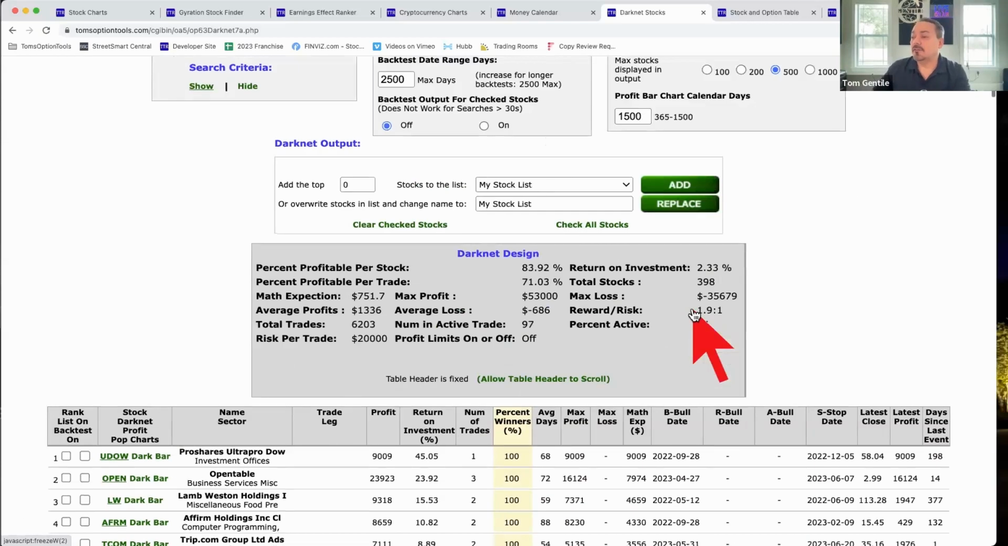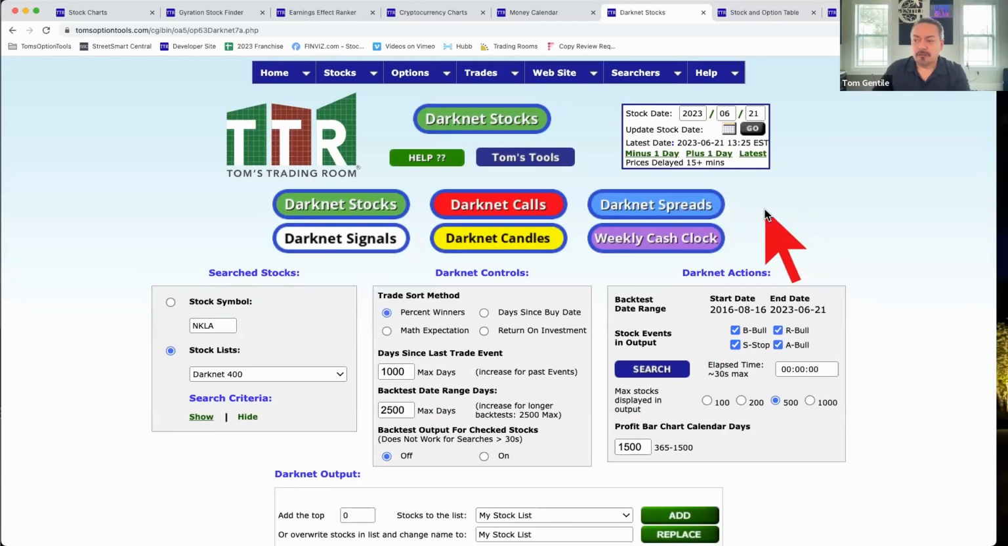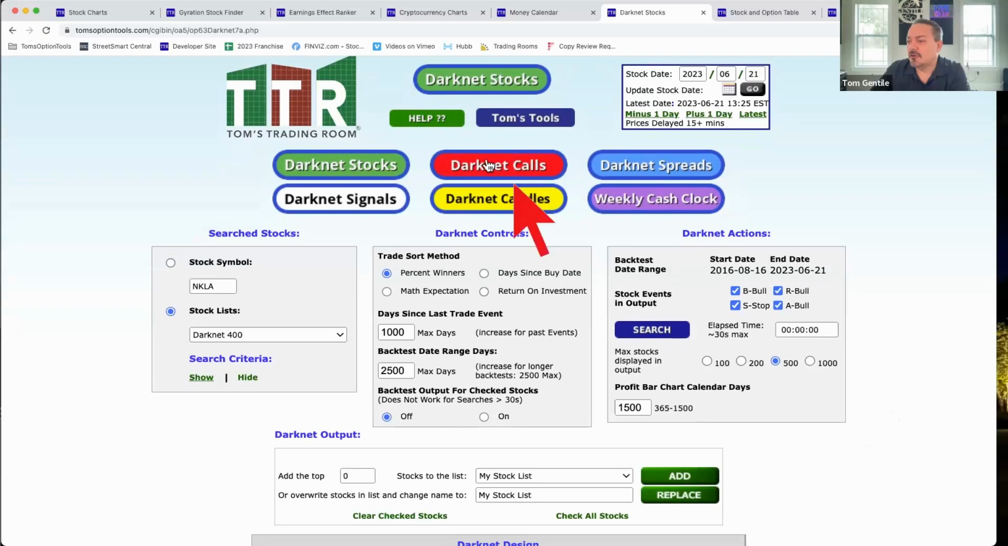Now, the other thing too, Tom, this is something that we do that I don't know of any other software company that does: we can actually backtest on options. In order to backtest on options, you have to have the raw data, meaning before-split data, because once something splits, it changes the option price and the mathematics. So we keep the before-split pricing, and with our software we're able to adjust for the split when it does happen. So take a look at Darknet calls.